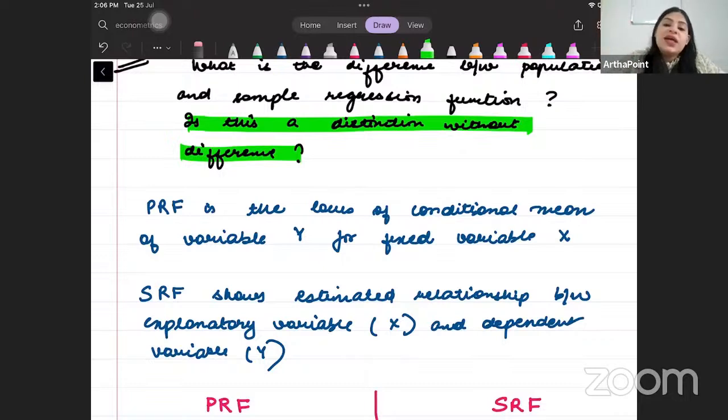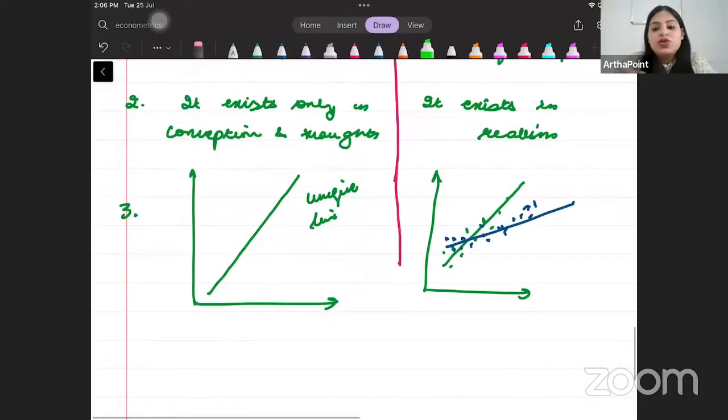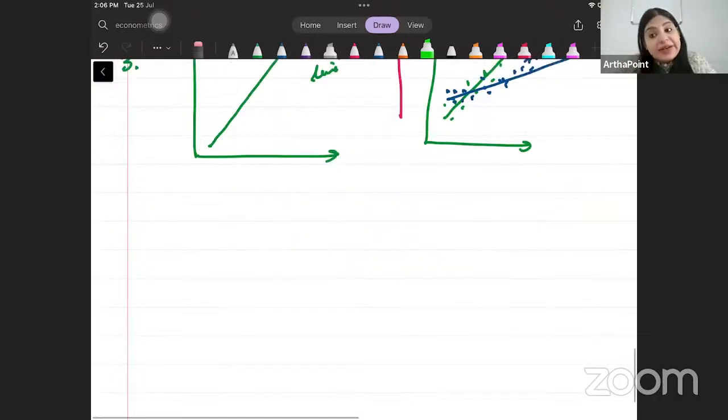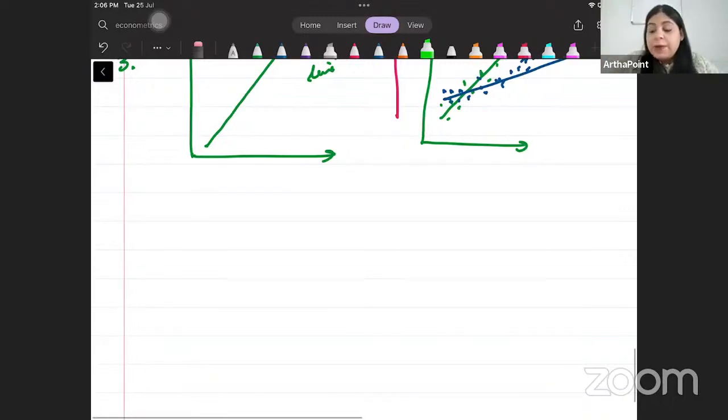So you have to understand that the distinction between the two is only the fact that the sample regression function is an estimator of the population regression function. है कि नहीं है? So to estimate, the population is not in my hands. तो population के बारे में समझने के लिए, to understand the population, I am using the sample regression function, right?